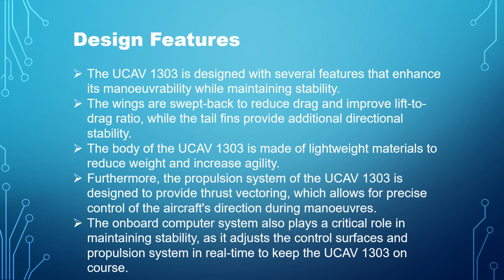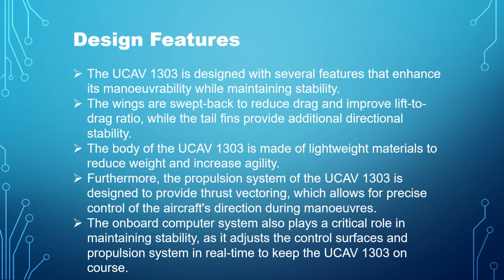In this UCAV 1303, there are several features which relate to the maneuverability and also the stability of this aircraft. The wings of this aircraft are swept back to reduce the drag. The drag is a main component in any aerial vehicle. We need to reduce the drag.